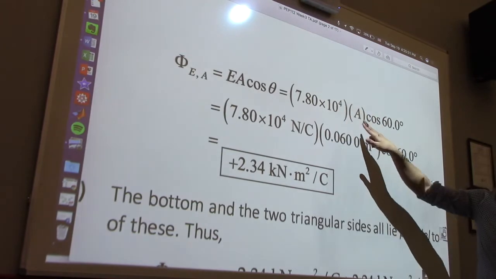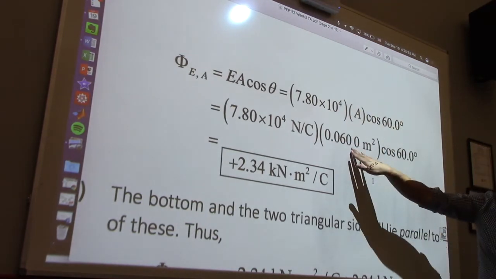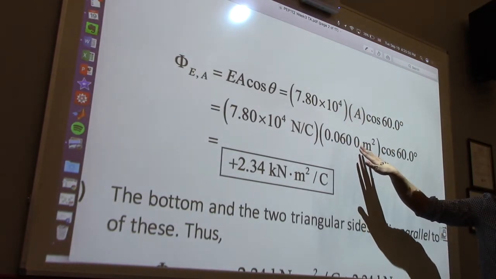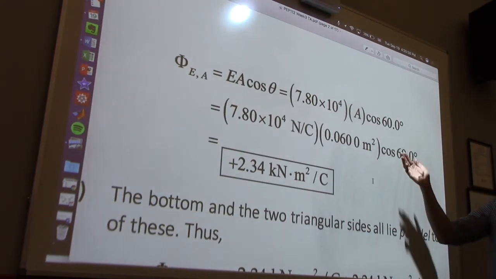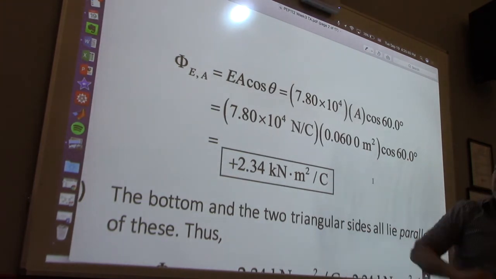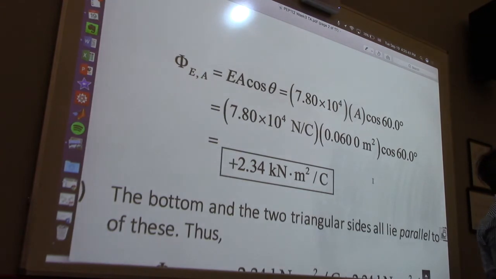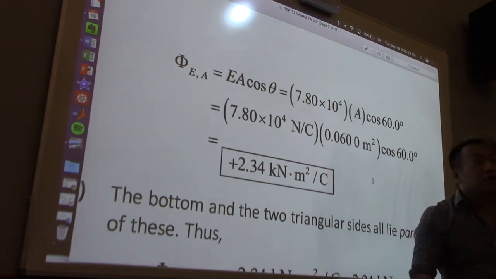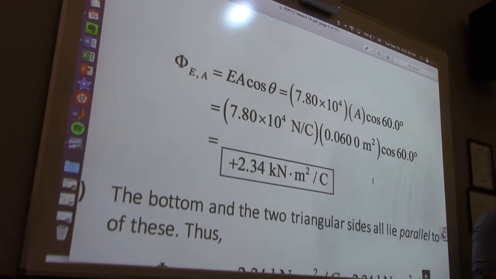E times A times cos theta. And we said it was 600 centimeters squared. I just plugged it in. And then we went to cos 60, and this should be this. The units of flux are Newton meter squared per coulomb. So that's the first part of that slanted surface.